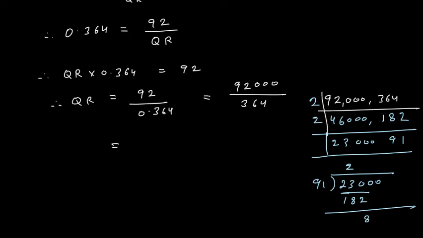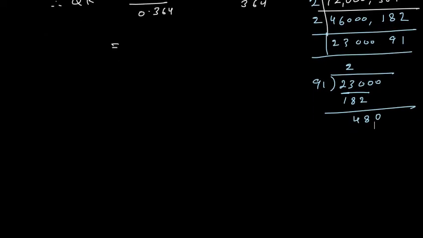We subtract: 10 minus 2 is 8. Here 12 minus 8 is 4. Here 1 minus 1 is 0. Now I will bring down this 0. This is 480. 9 5s are 45, so here I will take 5. 5 1s are 5, 5 9s are 45. 10 minus 5 is 5. Here it is 7. 7 minus 5 is 2.